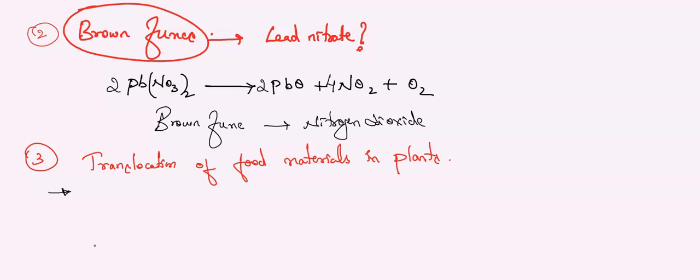See children, I am writing here soluble products, because insoluble products will be removed from the plant body, and that is called the excretion process. Insoluble products will come out from the plant body, that is excretion. But here we are transferring soluble products but not insoluble products. Is this clear? The transport of soluble products of photosynthesis is called translocation. Is this clear?